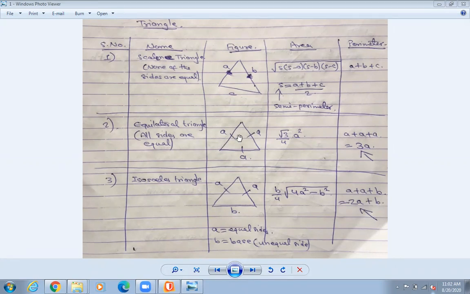If all the sides are equal, that means a, 3a. If they are not equal, that means a, b, c, a plus b plus c. This is going to be the formula of scalene triangle, isosceles triangle, and equilateral triangle. This is all about the formulas. Okay, let us go to the next slide.